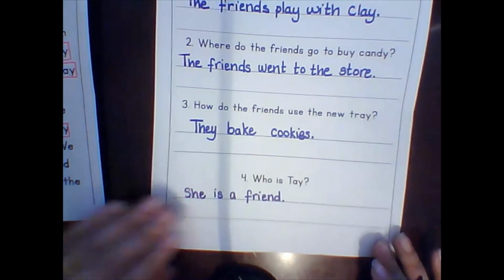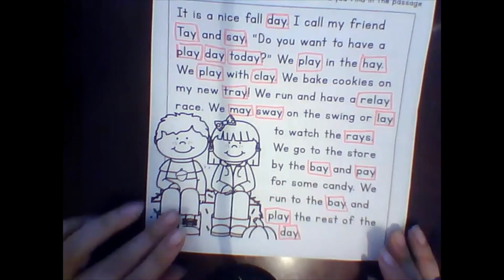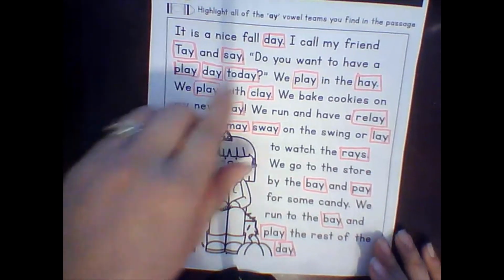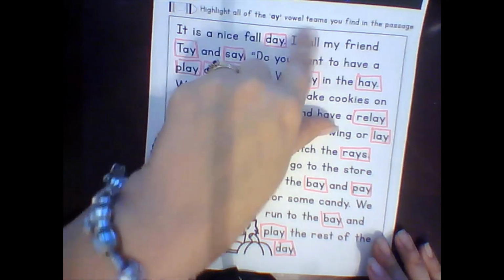Good job, guys. Remember, we need to practice these words, and your spelling words that are posted, because we're practicing our A-Y endings, our A-Y vowel teams.